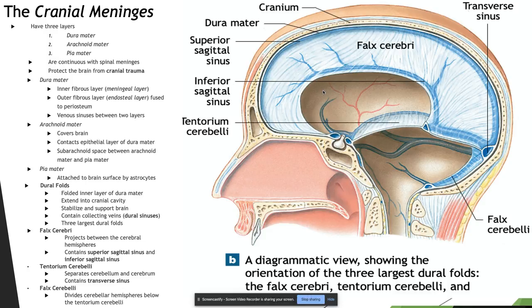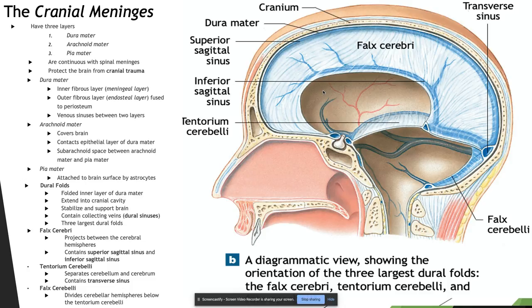So the falx cerebri is a fold of dura mater that projects between the cerebral hemispheres into the longitudinal fissure, and its inferior portions attach anterior to the crista galli of the ethmoid bone and posterior to the internal occipital crest, which is a ridge along the internal surface of the occipital bone. The superior sagittal sinus and the inferior sagittal sinus, two large venous sinuses, lie between the dural folds, and the posterior margin of the falx cerebri intersects the tentorium cerebelli.